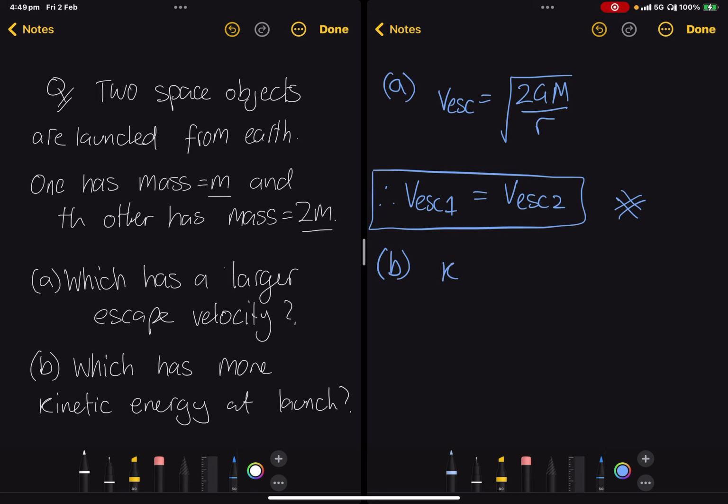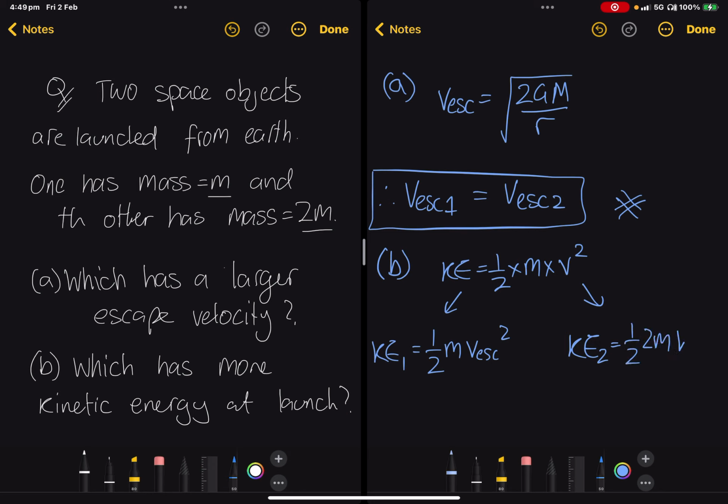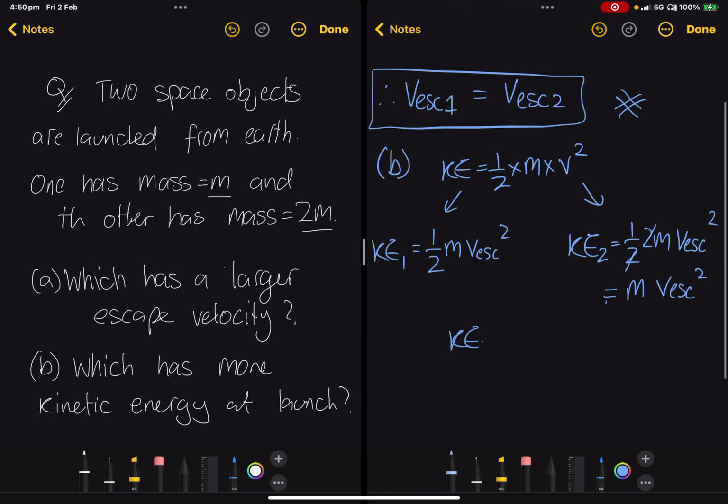at launch. Well, we know kinetic energy is 1/2 times mass times velocity squared. This means we get two separate kinetic energies. We get the kinetic energy of the first object is 1/2 m v escape squared, and the kinetic energy of the larger one is 1/2 times 2m times v escape squared. The 1/2 and the 2 cancel. This is m v escape squared. So here, kinetic energy 2 is greater than kinetic energy 1.